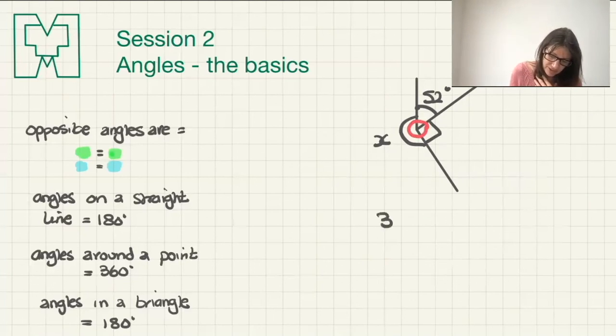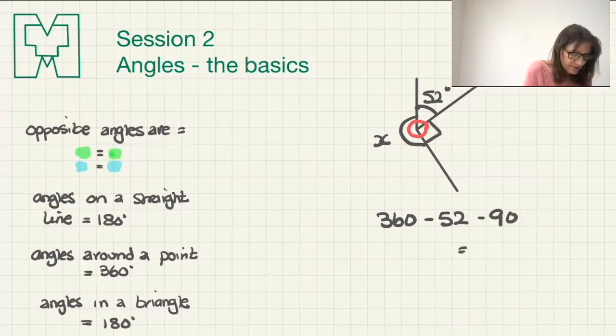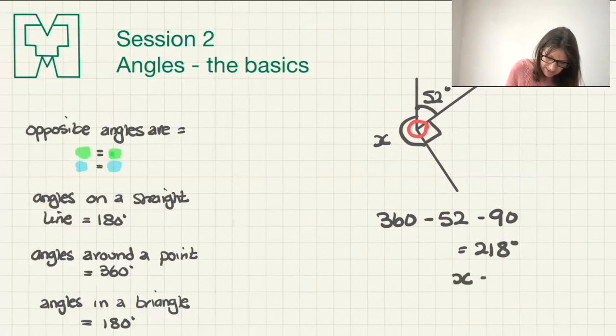So 360, take away what I know. I know one of the angles is 52 because they've told me. I've got an angle here that hasn't got a number, but it has got that square shape. So I know that's 90 degrees. I plug that into my calculator and I get 218 degrees. So X is equal to 218 degrees. Okay. So that's all the examples that I'm going to give you.